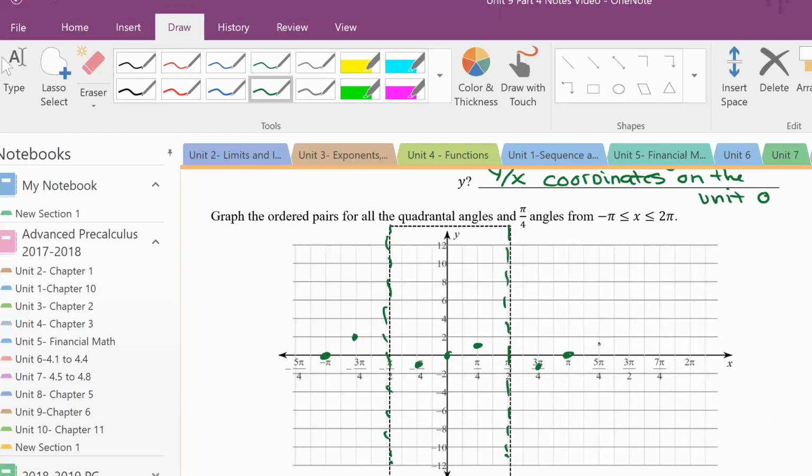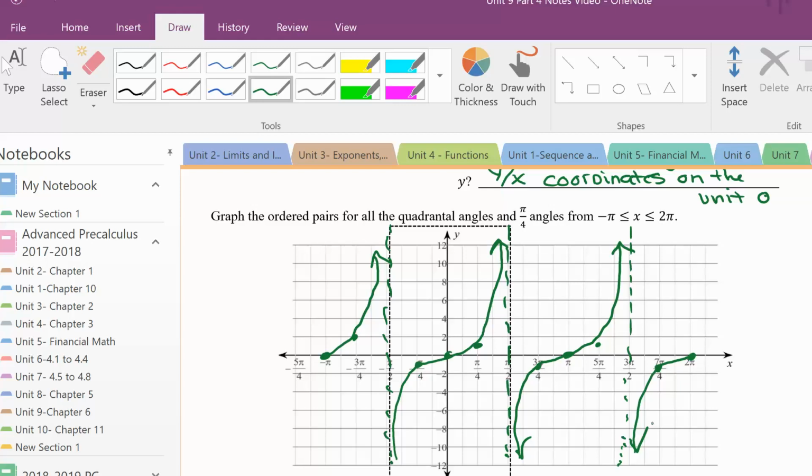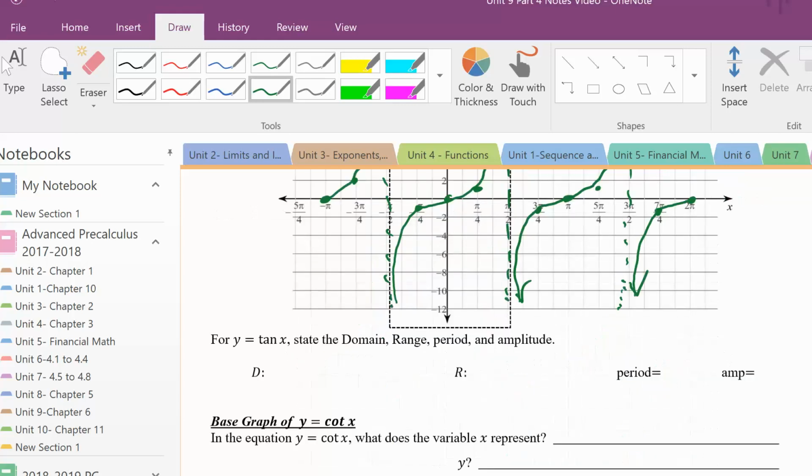And then 3 pi over 2, vertical asymptote. And then 7 pi over 4 is negative 1. And then 2 pi is back to 0. So if you look here, it goes up from left to right like that. And like that. There's 2 full periods. And then this is going to be the start of a period. And this is going to be the end of a period right there. So there's your graph of the tangent function using all the quadrantal and pi over 4 angles.